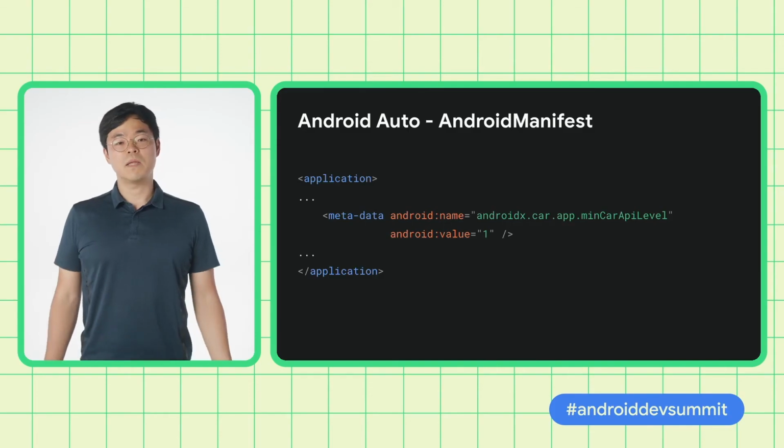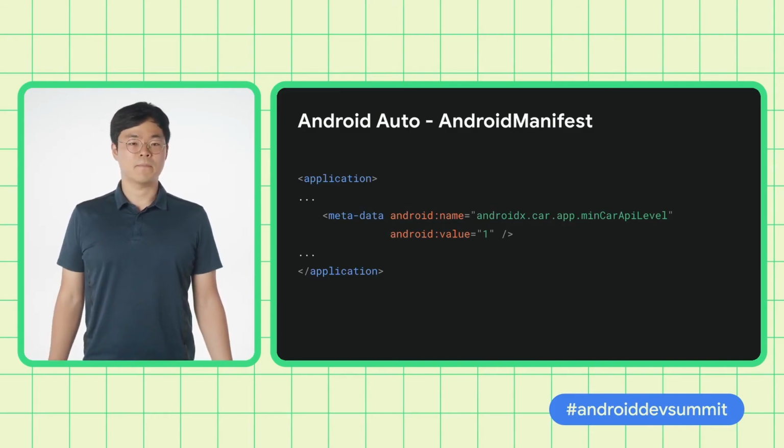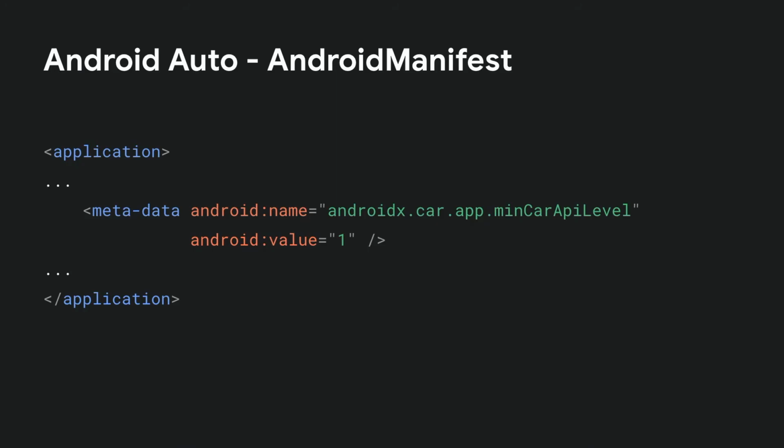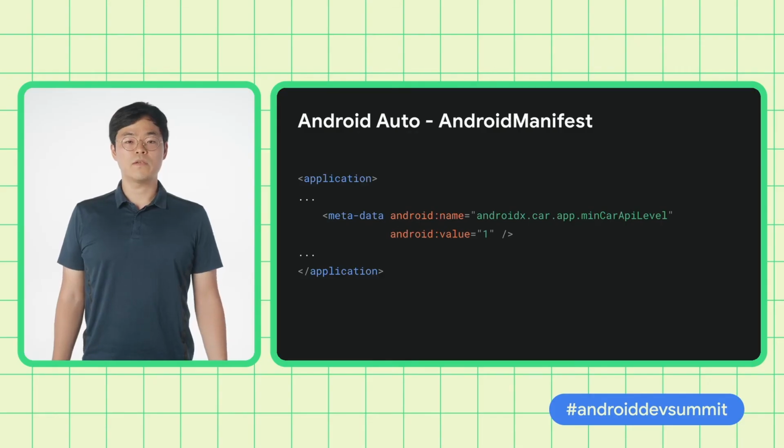Next, we define the minimum car API level for our app. Higher minimum API level means that we can use the latest library features, but some hosts may not support the API level. When that happens, the host will display a message to update the host app. Since we are only using basic library features, we can leave it at 1.